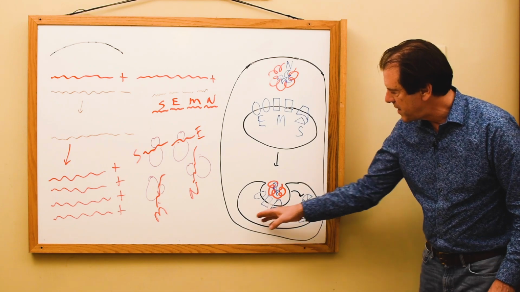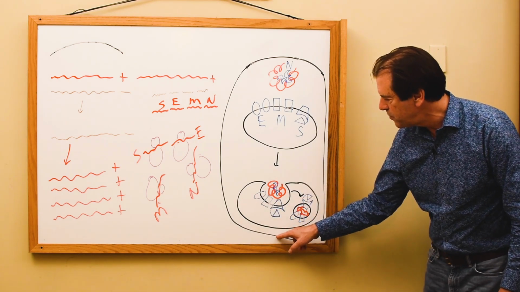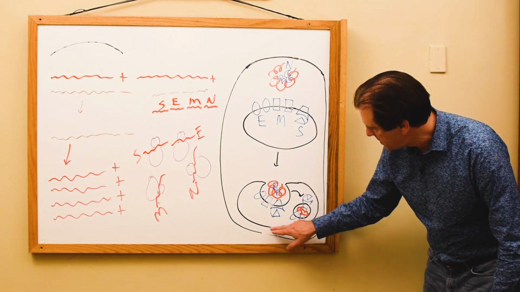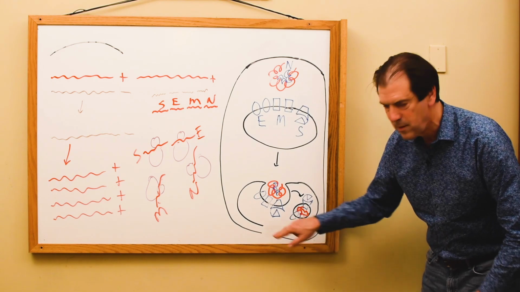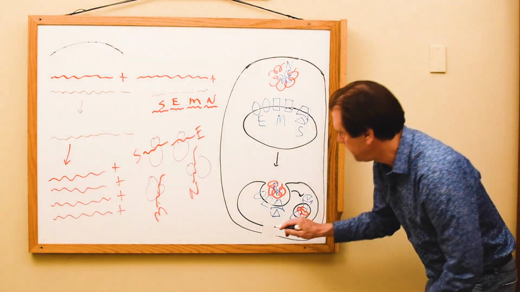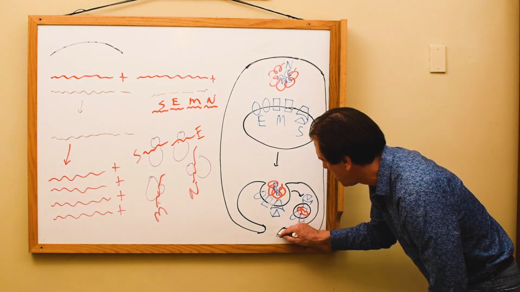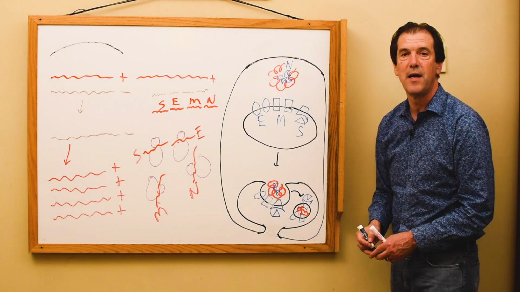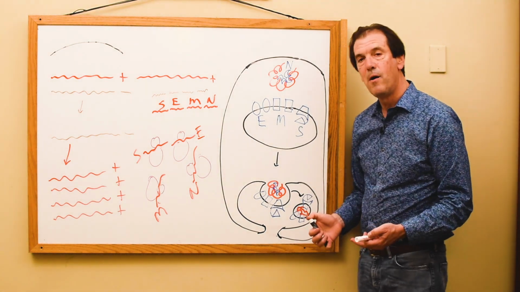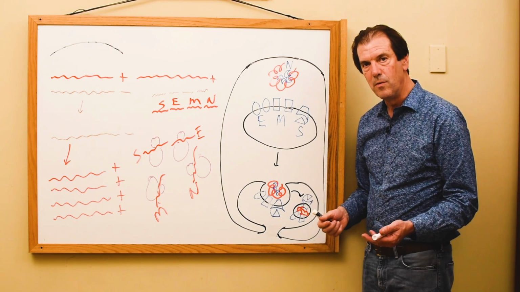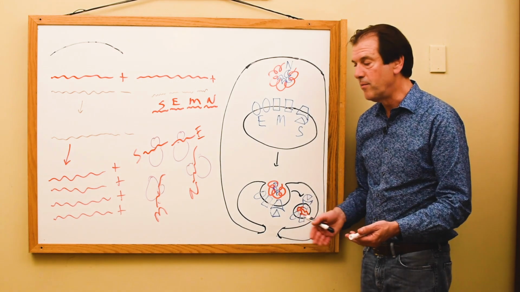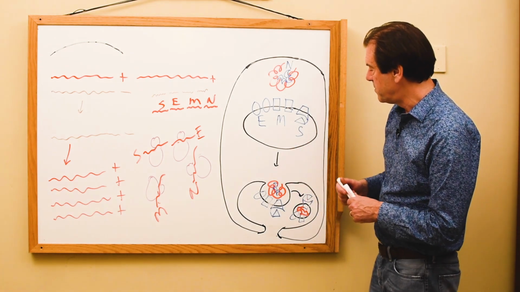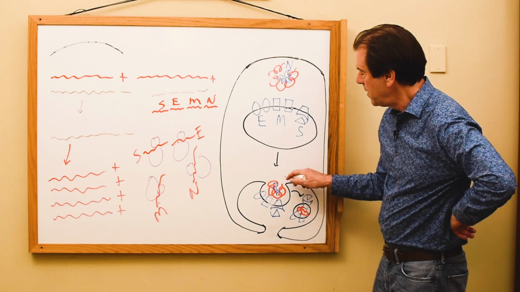So now this structure can fuse with the membrane of the cell, and when it fuses, if you can imagine this happening here, and I'll just draw it out. What happens is now these components can get released to the outside of the cell. And so that's how you make new copies of the virus and release them from the cell.